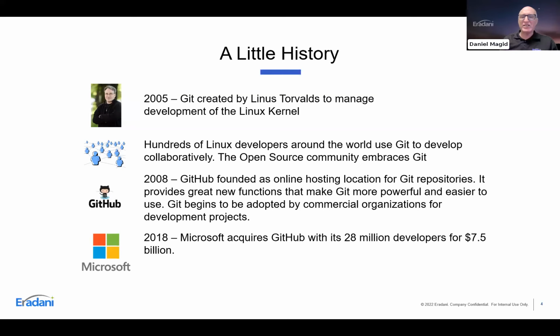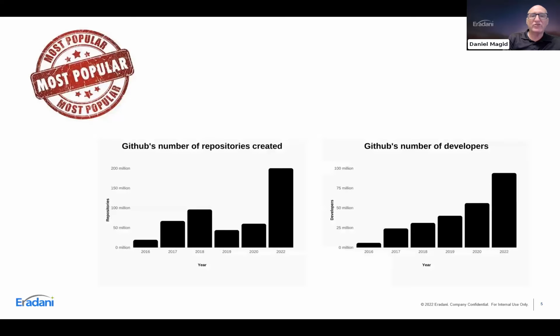And then in 2018, Microsoft acquired GitHub with its 28 million users for $7.5 billion. So they're sort of putting their imprimatur, their stamp of approval on this way of doing things. And Git has been growing ever since.